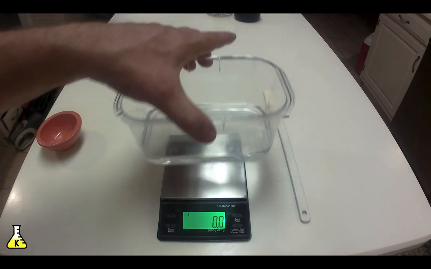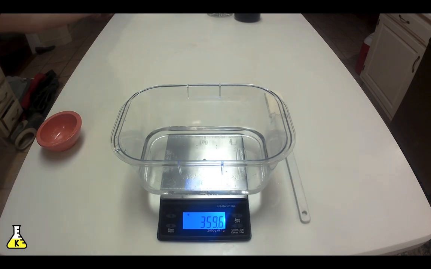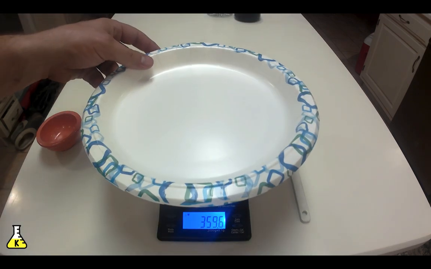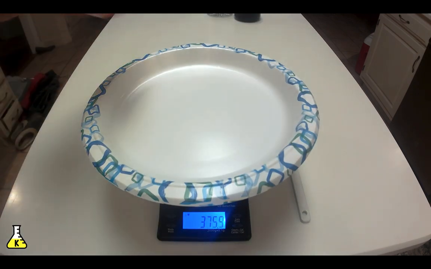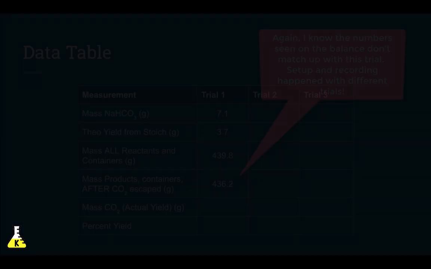I'm going to place my reaction container with my solution in it. I'm going to replace the same paper plate I used before, and the dish I had the original baking soda in. These are all the same containers, and again, according to conservation of matter, the amount of matter before and after should be the same, but as we'll see in just a moment, those numbers actually end up being just a little bit different, and we'll talk about why.